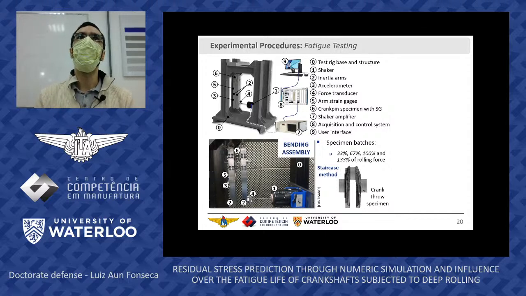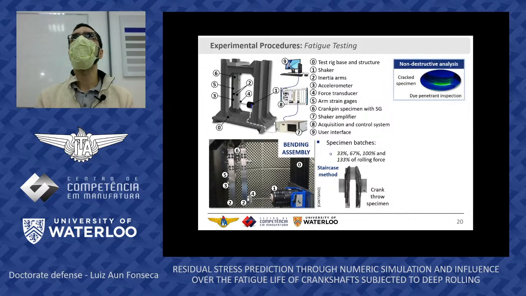resonance fatigue test rig designed by my colleague Cantizano, where he uses an electrodynamic shaker to input forces into a 2 degree of freedom system composed by a crank pin between 2 inertia arms in order to input high bending moments. And again, we have done these fatigue tests with all specimen batches produced between 33 and 133% of rolling force using the staircase method.